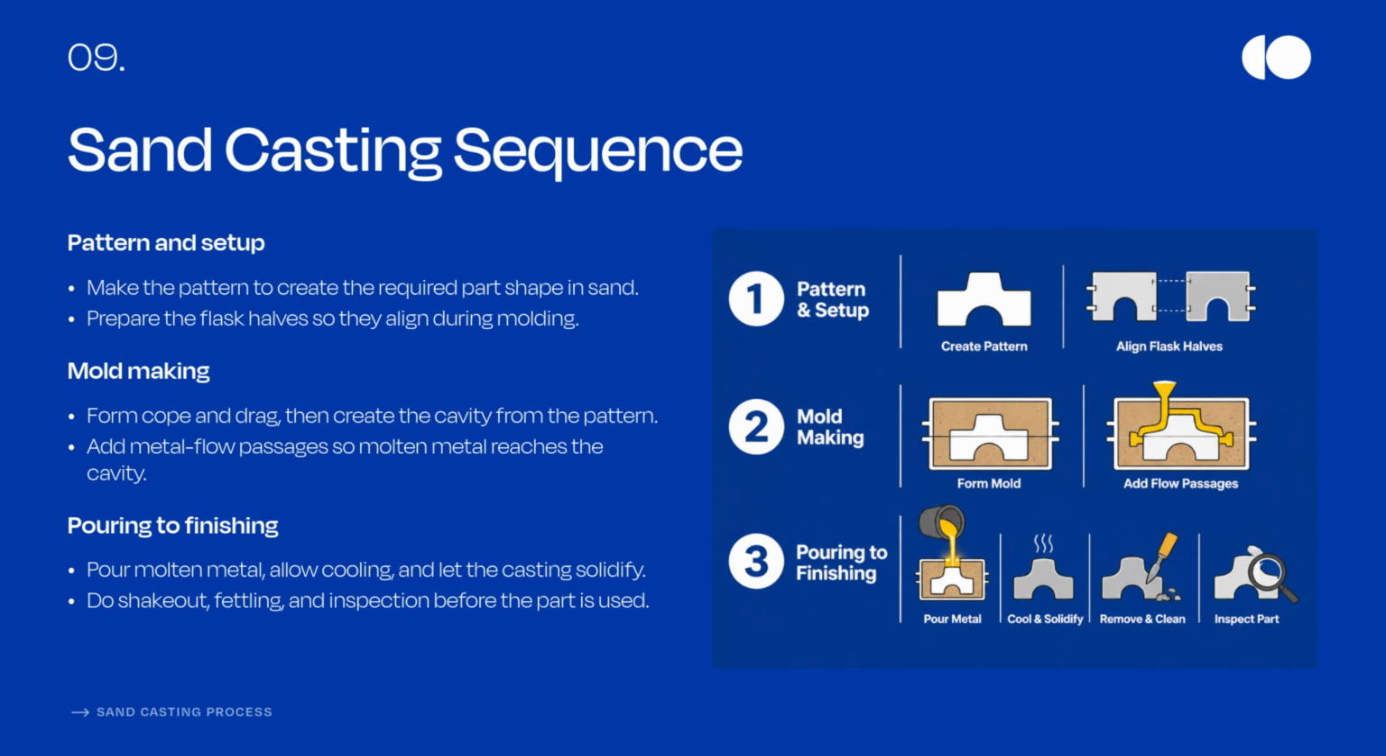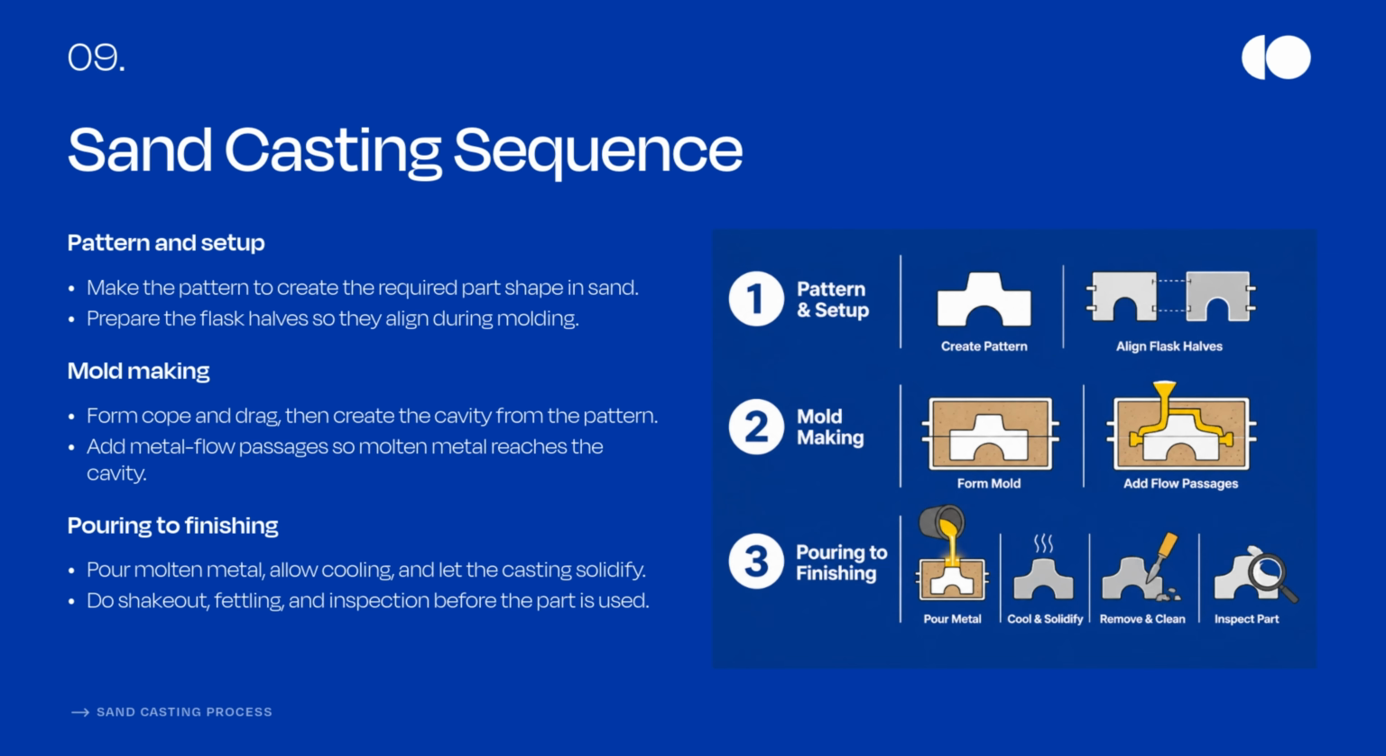Let us understand the sequence in which we do sand casting. First, pattern and setup. You see that? Make the pattern to create the required part shape in sand. Prepare the flask halves so they align during molding. And then the next step is mold making. Form cope and drag, then create the cavity from the pattern.